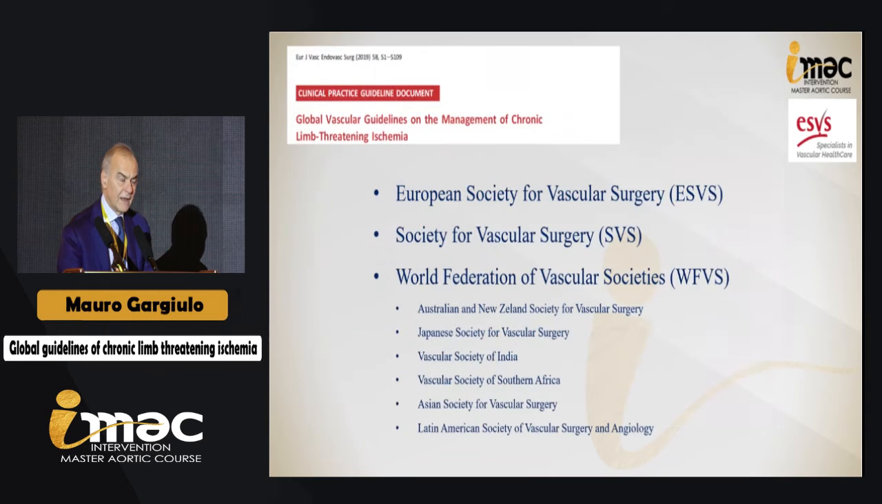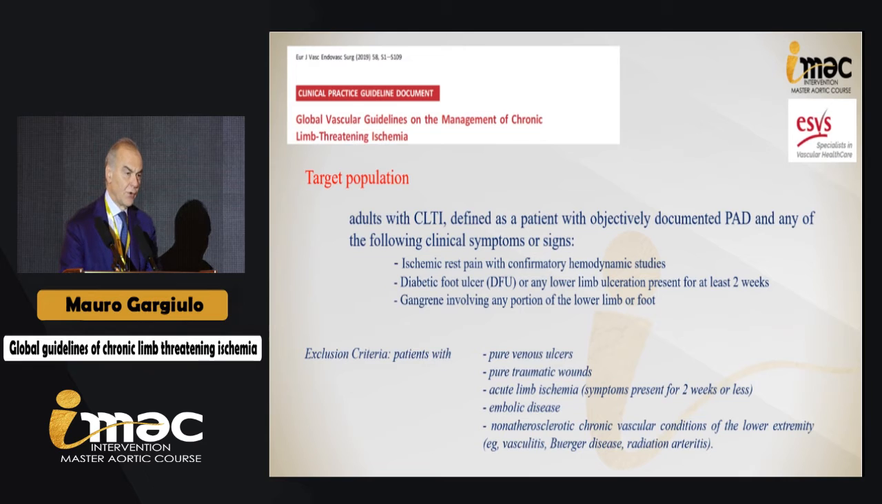These guidelines are the result of the joint work of three world societies of vascular surgery: the European Society, the Society for Vascular Surgery, and the World Federation of Vascular Societies. The target population of this guideline was adult patients with CLTI, defined as patients with peripheral arterial occlusive disease and ischemic rest pain, or foot ulcer in diabetic or non-diabetic patients, or associated with gangrene.